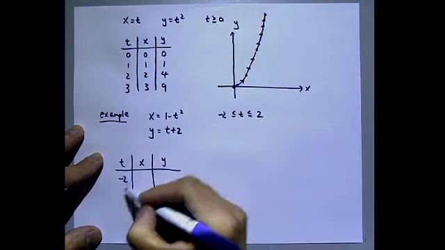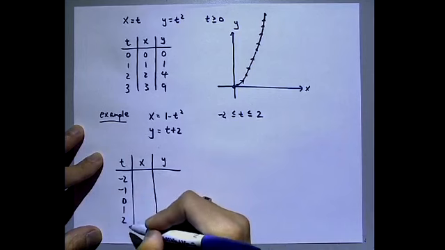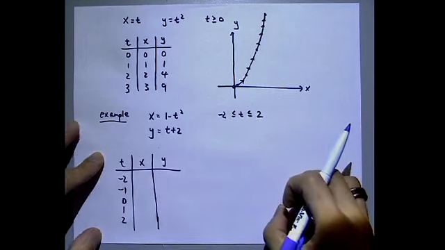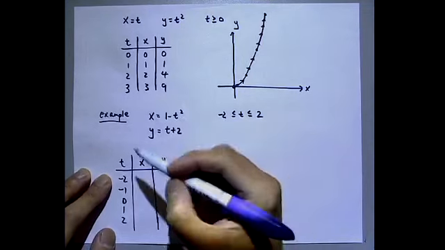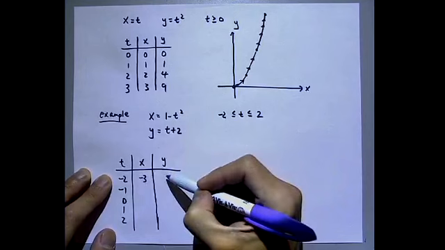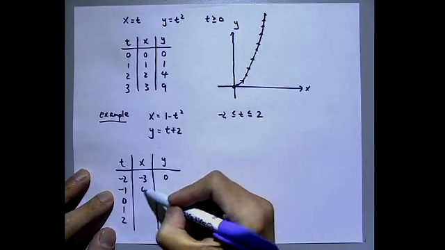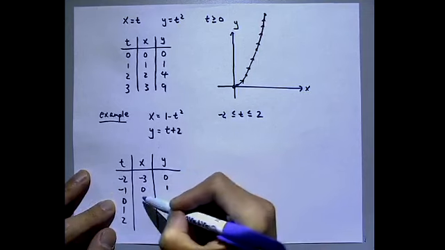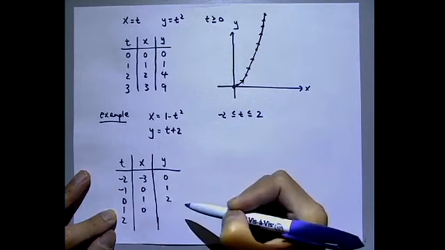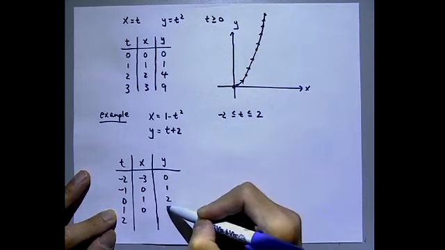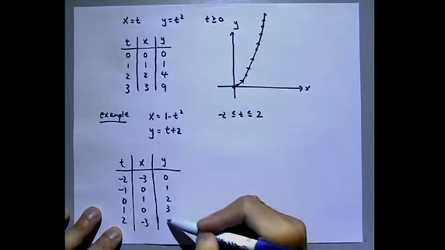Let's do minus 2, minus 1, 0, 1, 2. And then let's see, x is 1 minus t squared, so minus 3 and 0. Then minus 0, 1, then 0, 3, and then minus 3 and 4.